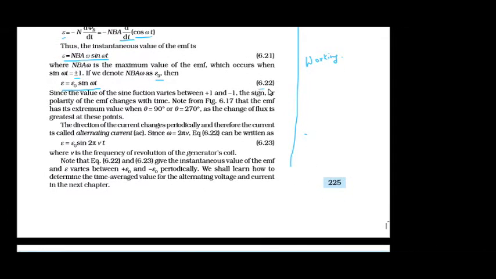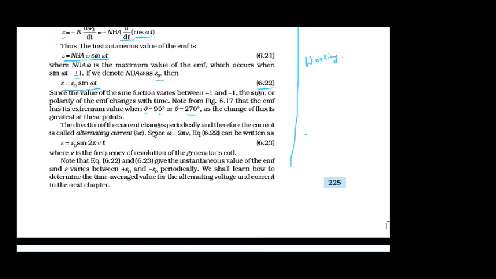This is equation 6.22. Since the value of the sine function varies between plus 1 and minus 1, the sign or polarity of the EMF changes with time. Note from figure 6.17 that the EMF has its extreme value at theta equal to 90 or theta equal to 270 degrees, as the change of flux is greatest at this point.